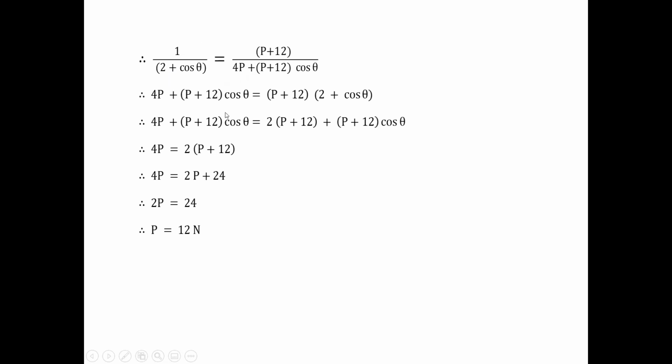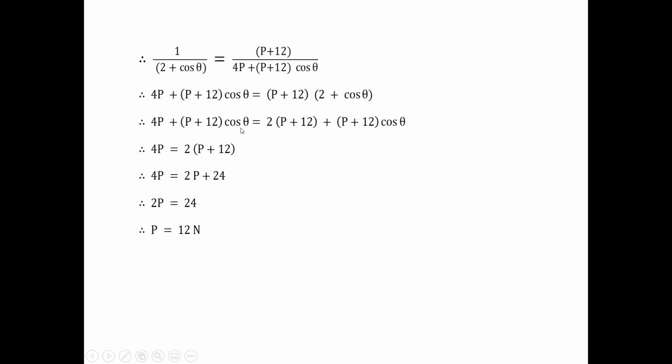This equation becomes 4p + (p + 12) cos theta = (p + 12)(2 + cos theta). Expand this right hand side, keeping this (p + 12) as it is. So it becomes 2 into (p + 12) plus cos theta into (p + 12). That is the right hand side, and the left hand side stays as it is.